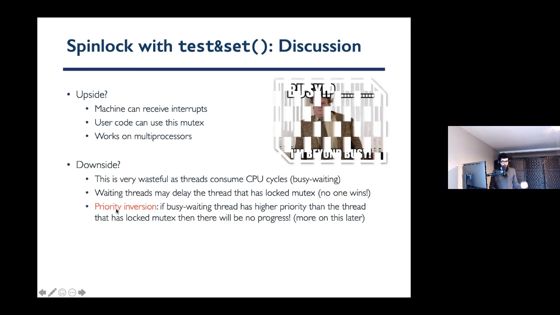Okay, so those are the upsides. The main downside of this is busy waiting, right? So any thread that is waiting is going to be busy waiting, and that causes priority inversion. I'm not going to talk about this in detail, but I have a lot of slides for it later on when I talk about real-time systems. So priority inversion can happen. I'm just mentioning it here. I will come back to it later on when I talk about scheduling.